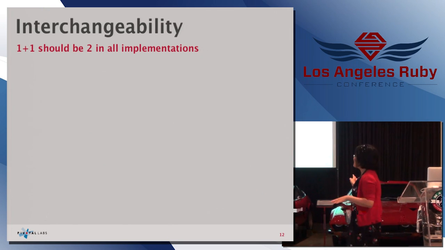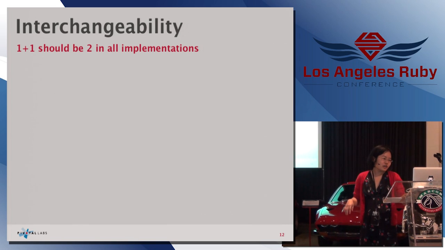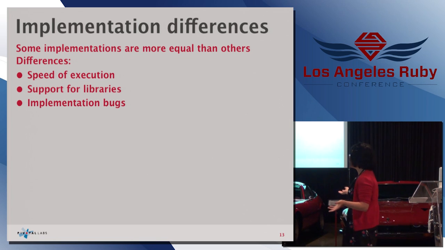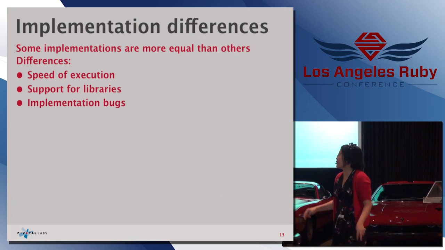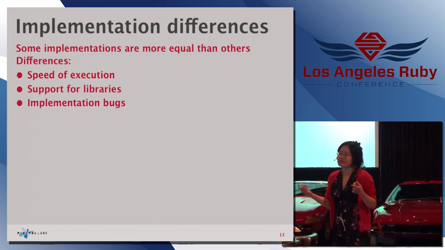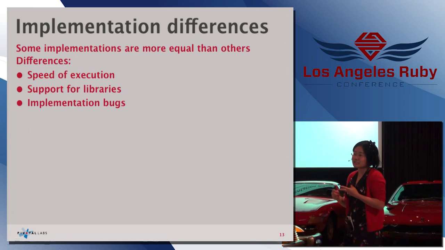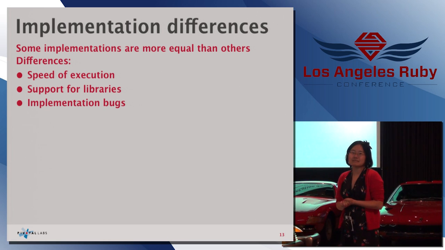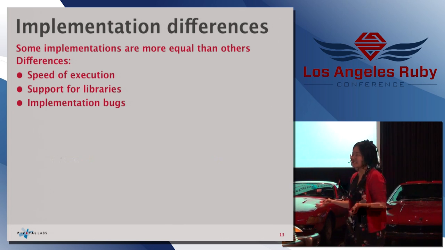So as I said earlier, these implementations should be interchangeable. But that's not really true, because some implementations are different. And you could say that some implementations are more equal than others. So some of the important differences that occur even though 1 plus 1 equals 2 is speed of execution. Well, how good is the implementation? Support for external libraries and implementation bugs. Sadly, the Ruby spec is not really well laid out, and MRI is popularly known as a reference implementation.